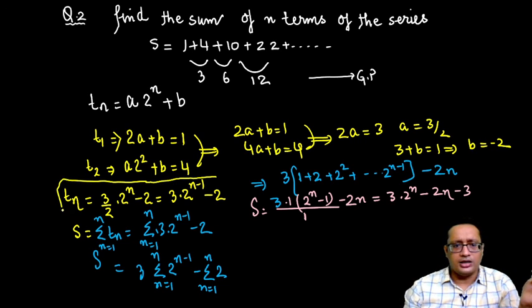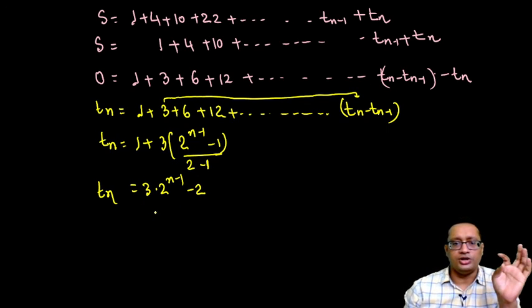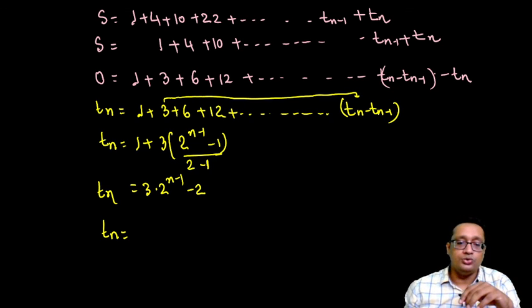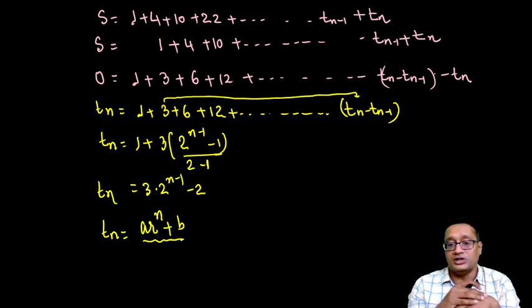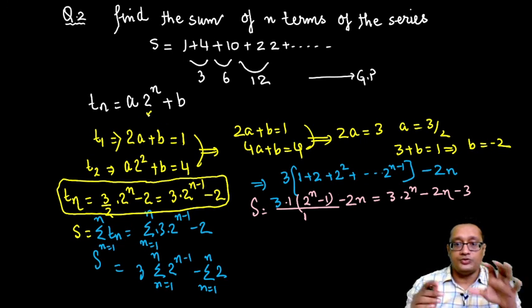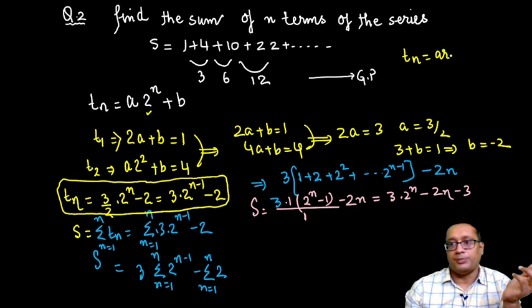So from this method, Tn is equal to 3 into 2 to the power n minus 1 minus 2. I come to the conclusion that whenever the successive terms are in GP, you consider Tn as A R to the power n plus B, where R is the common ratio of the successive terms which are in GP. So here the successive terms are in GP whose common ratio is 2. So always consider Tn equal to A R to the power n plus B.